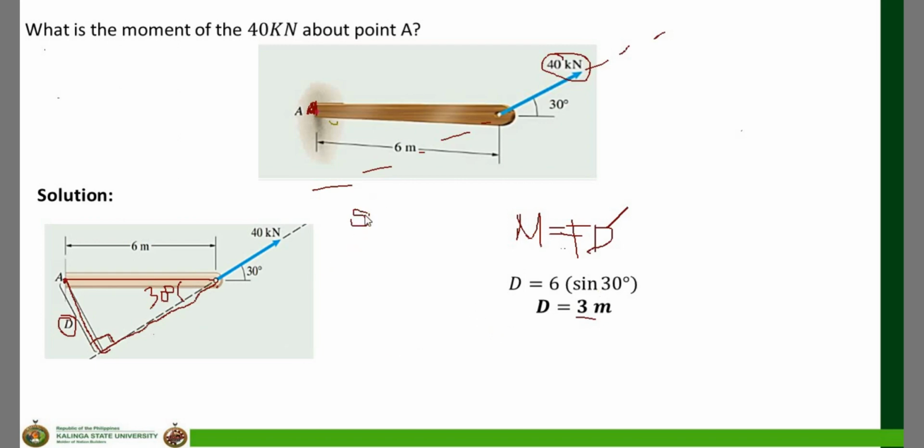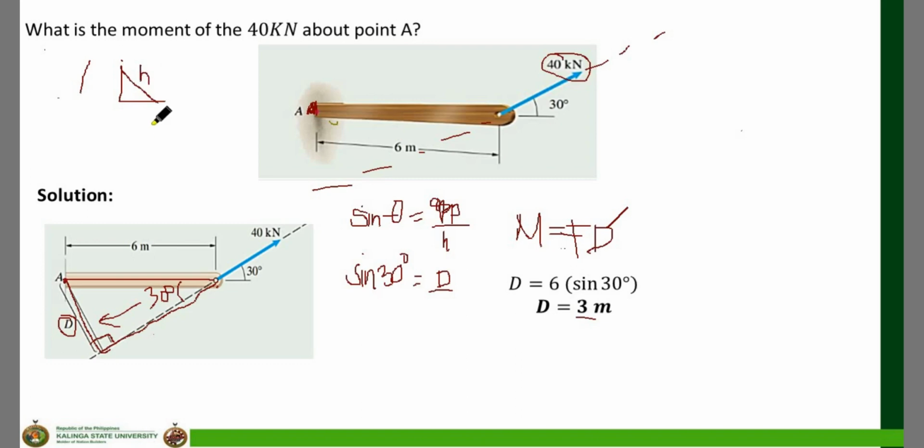Sine of any angle is equal to opposite over hypotenuse. In this diagram, look at the angle theta, which is 30 degrees. The side opposite 30 degrees is D. The hypotenuse is the side opposite the 90 degree angle.